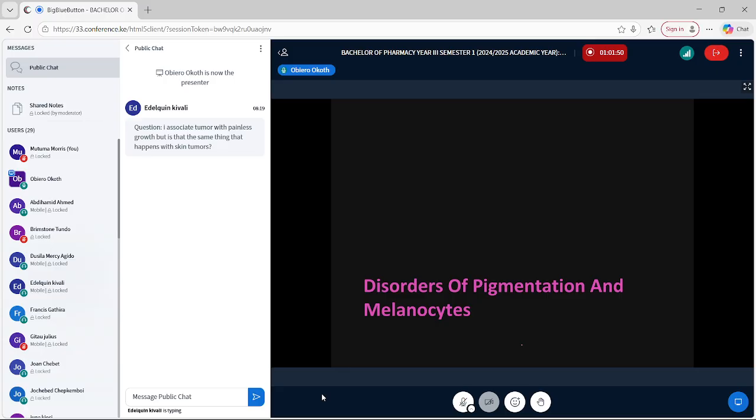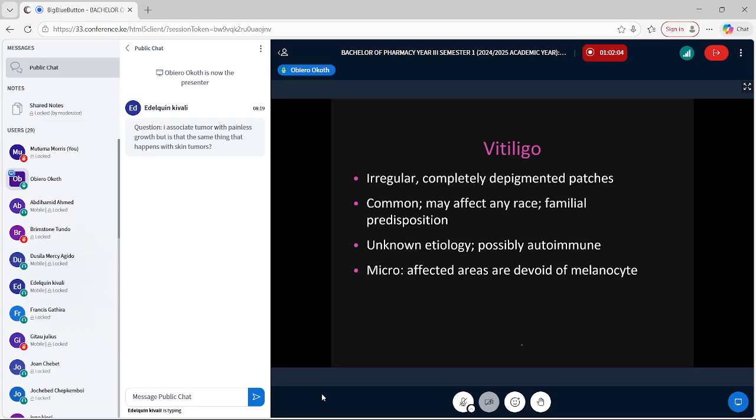When there's no pigment, this is vitiligo. Irregular, completely depigmented patches. They are not raised, they are not plaques. If you touch it and it's very flat, then we use the term a patch, and it's large, more than 5 millimeters. It may affect any race. There's normally some familial predisposition.